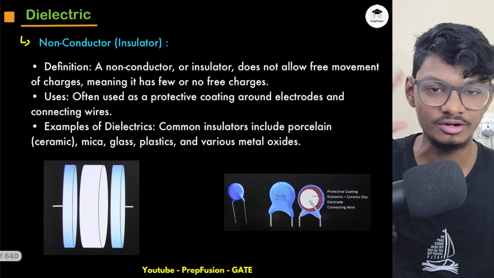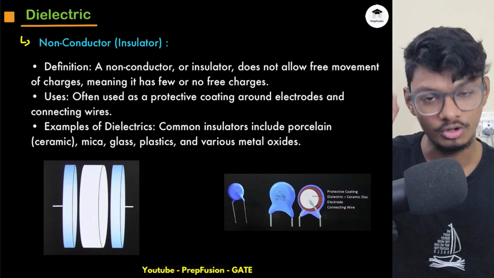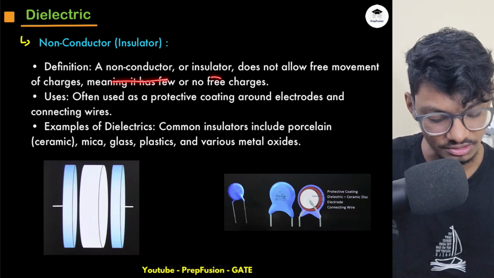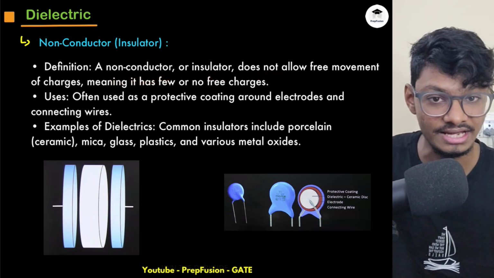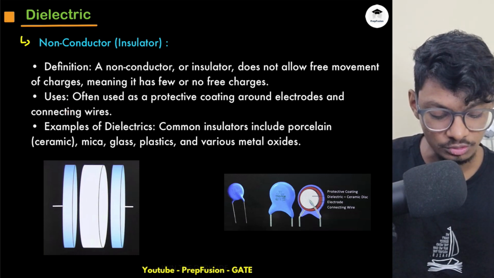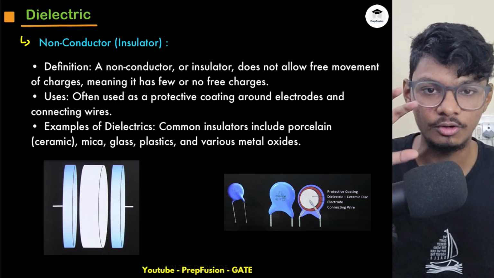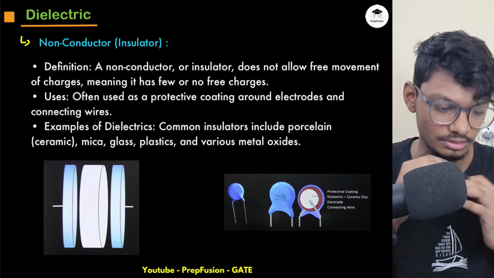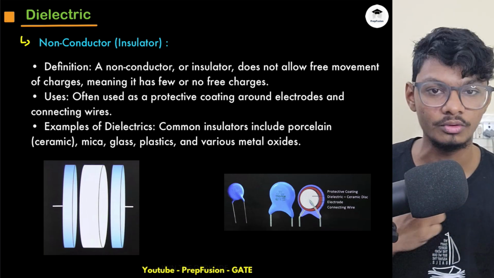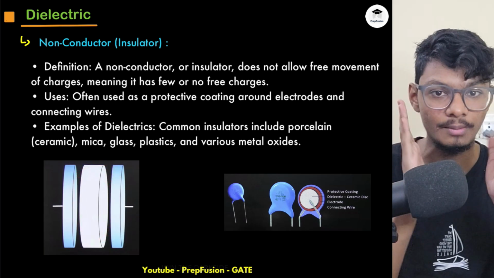So first of all, what is a dielectric? A non-conductor, or insulator, that does not allow free movement of charges, as it doesn't have many free charges, meaning it has few or no free charges. It is often used as a protective coating around electrodes and connecting wires. The wires pass electric current, but we cannot touch the wires, right? We will get a shock. So we have an electrical coating so that no electrical current passes through the dielectric, and those are actually used in capacitors as well, in between the metal plates.